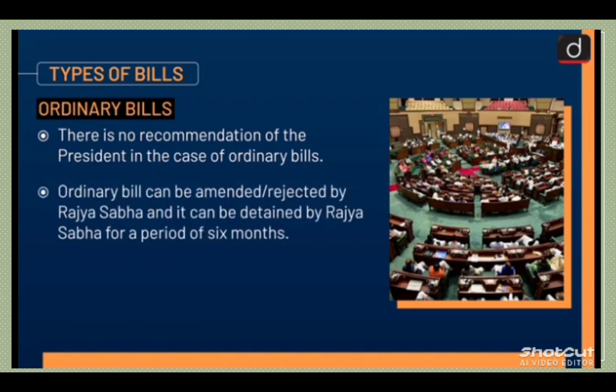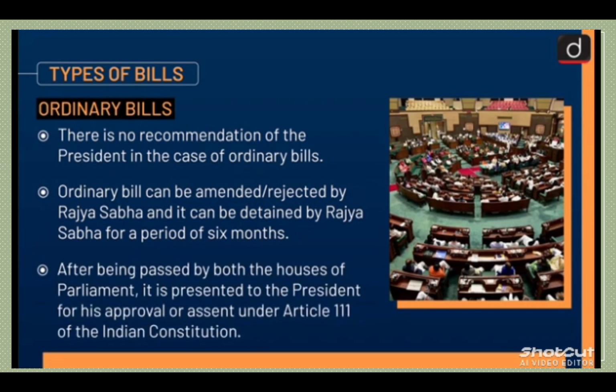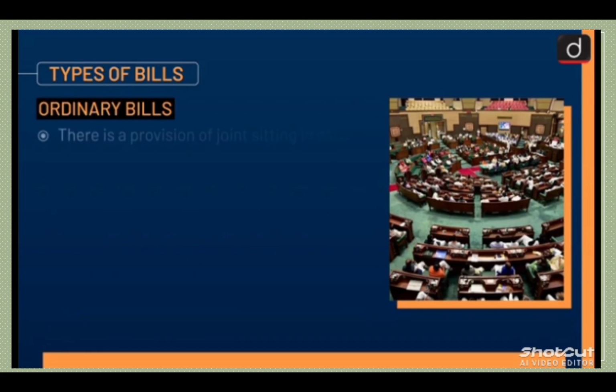Ordinary bill can be amended or rejected by Rajya Sabha, and it can be detained by Rajya Sabha for a period of 6 months. After being passed by both the houses of Parliament, it is presented to the President for his approval or assent under Article 111 of the Indian Constitution. There is a provision of joint sitting in case of ordinary bills.